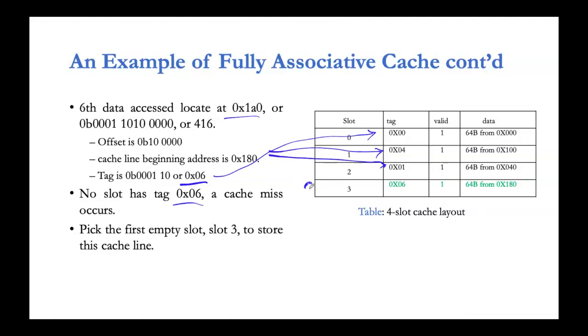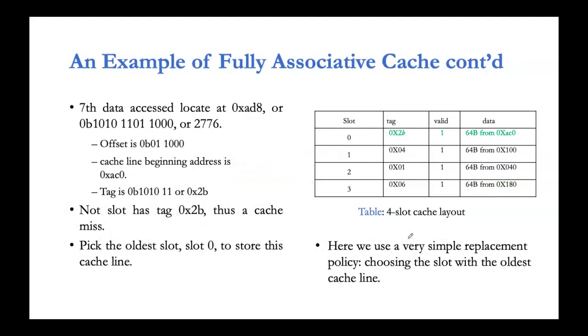So then it picks the empty slot, and that will accommodate this cache line. Okay, so with this, then the seventh data access, its hexa value is 02B. So this 02B is again compared with every hexa value in the tag. Previously this value is 00, right? The previous one is 00. Okay, that is not matching.